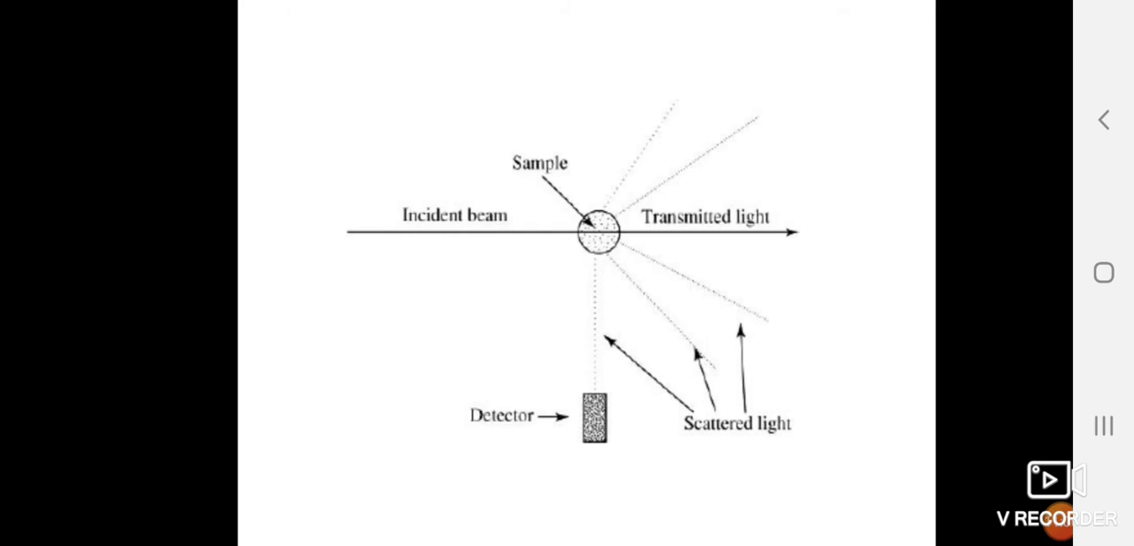So here the incident radiation from the source will be allowed to fall onto the sample, and we are not measuring even the transmitted light here. We are measuring only the light which is getting scattered by the sample in different directions. Particularly they keep the detector at 90 degrees, though there are different Raman spectrometers having detectors placed at different angles from the sample.